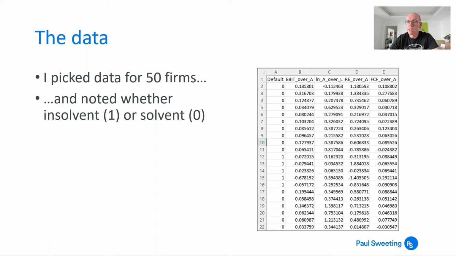The next one is retained earnings over assets, again can be positive or negative, and finally free cash flow over assets, again can be positive or negative. Don't really feel I need to apply a transform to this.